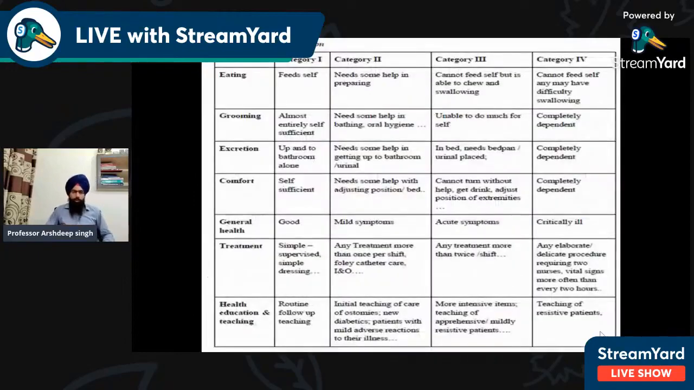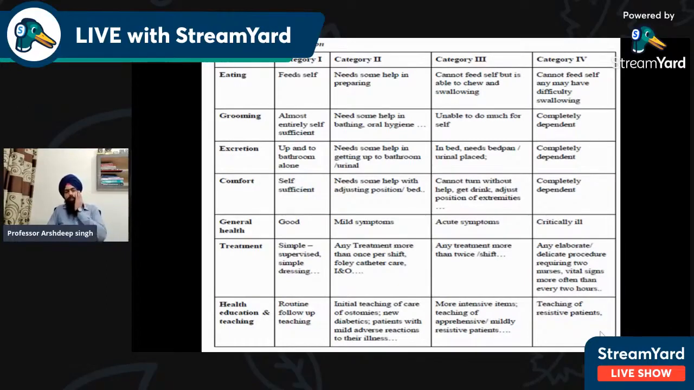Okay, so let me show you the chart. This is the patient classification system, as you can see on this table. First of all is the area of care. That includes the different areas by which we are classifying the patients. The first includes eating. Second is grooming related to the hair. Third is excretion of waste. Next is the level of comfort. And then general health, then treatment, and then health education and teaching.